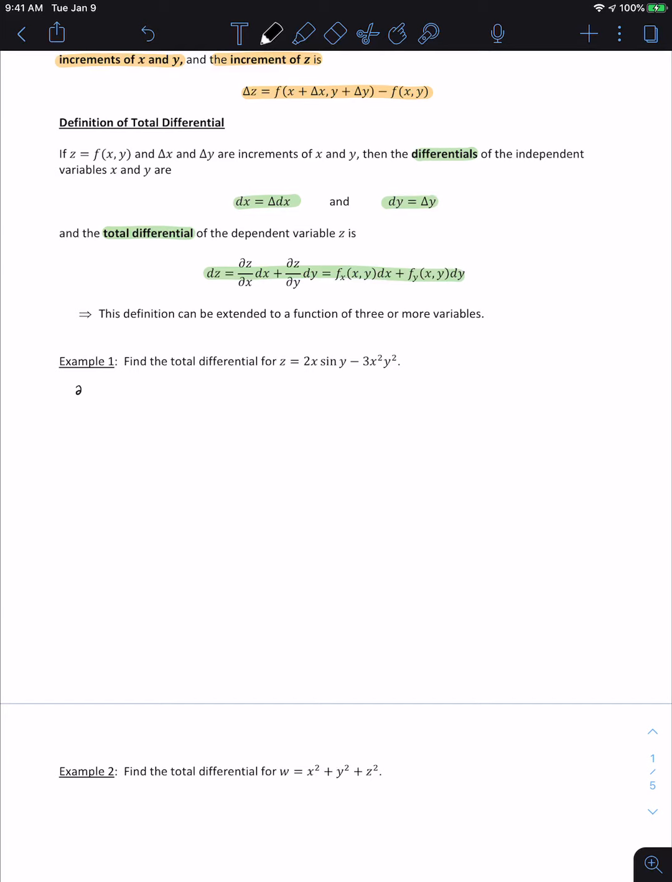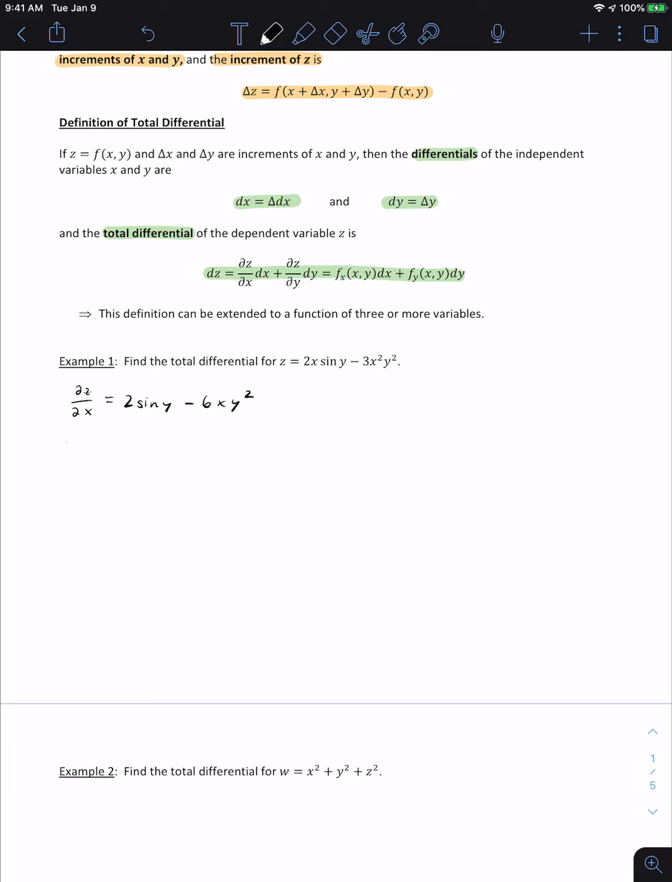So let's look at the partial derivative of z with respect to the variable x. So remember, we treat y as a constant. So if I did that here in this first term, sine of y is all a constant, right? So this ends up being 2 sine of y, and then minus 6x y squared.